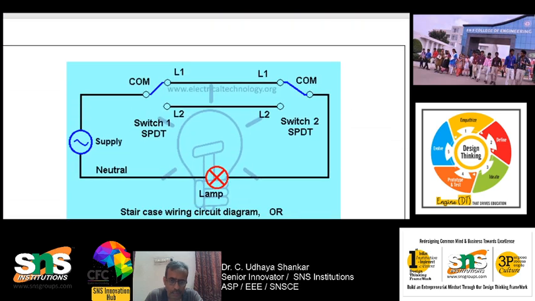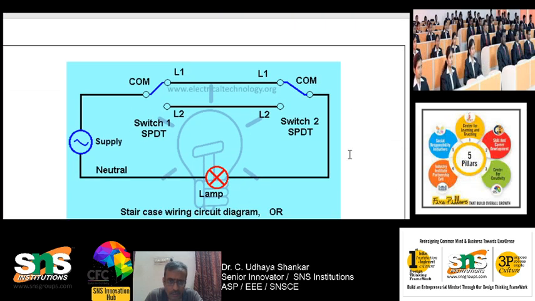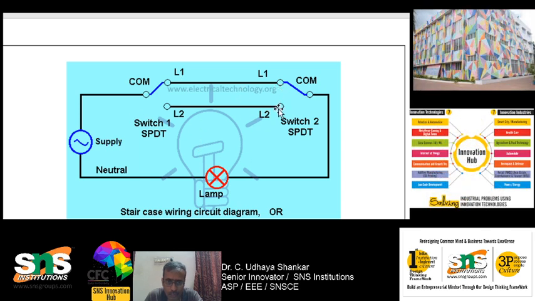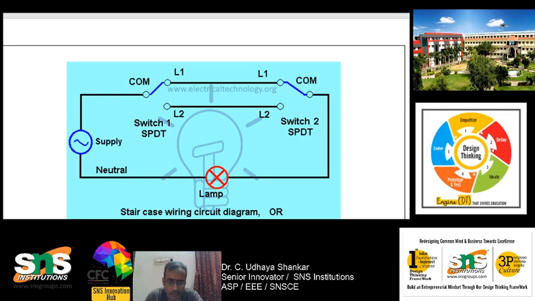Okay, so again for more clarity, this is the circuit. Here you can see that the supply will be going like this, if both the switches are in L1. Suppose one is connected in L2, then you can see that it will be in off condition. Okay, so this is the circuit diagram. L is nothing but the line or phase, and SPDT is nothing but single pole double throw switch. So this two-way switch is also called an SPDT switch, that is, single pole double throw switch.